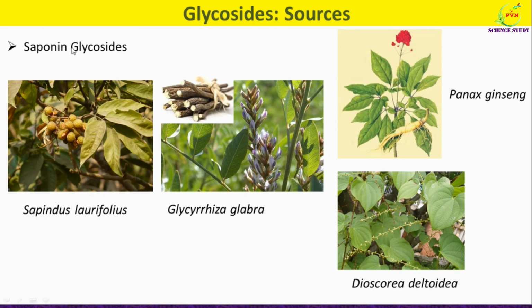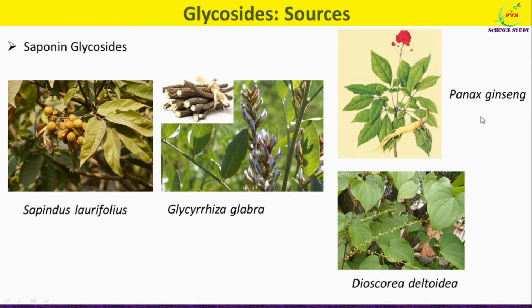Saponin glycoside is another important type of glycoside. Saponin glycoside means they are like a soap. Saponin glycosides are found in Sapindus laurifolius, commonly called as Rita plant. In English, it is also called as soap nut. Another source is Glycyrrhiza glabra, commonly known as Jeshtamadh plant. This plant is commonly known as licorice.